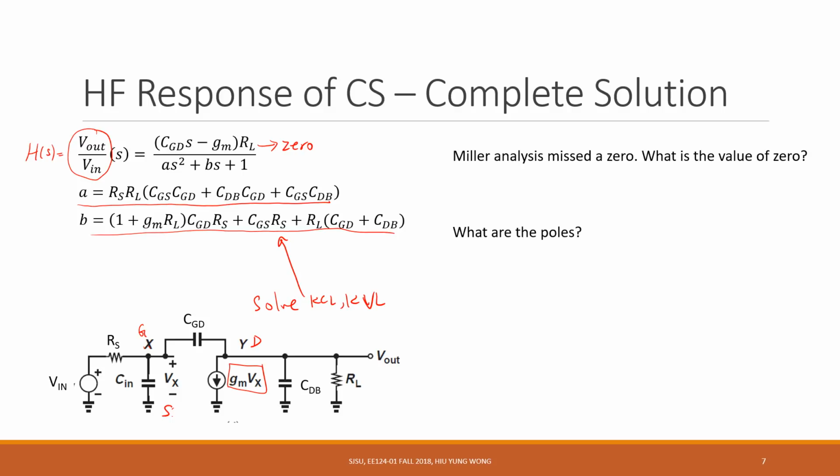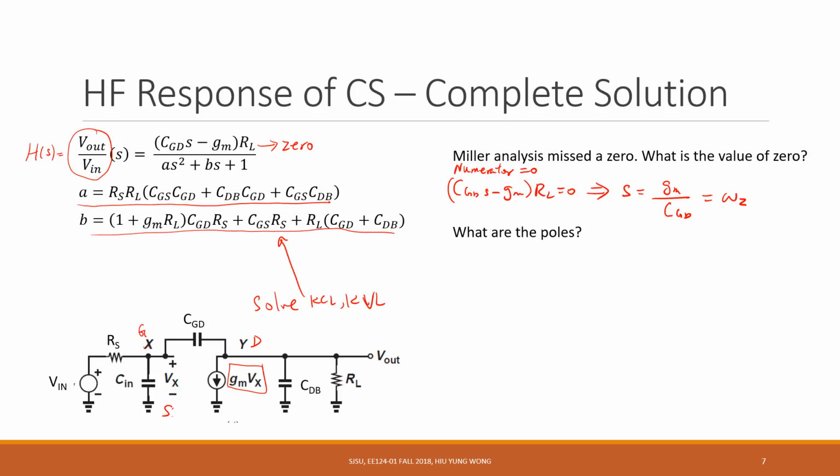So what is the 0 here? Remember what's the definition of 0? 0 is to set the numerator to 0, right? That is CGDS minus GM times RL equal to 0. So S equal to GM, you move to the right hand side, divided by CGD. This is the 0. Omega 0. Okay, this is the 0 of this circuit.